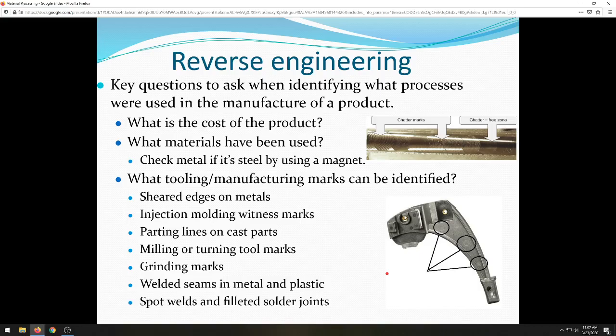Welded seams in metal and plastic. Seeing seams where things are put together. Manufacturers a lot of times, especially in really fine parts, try to hide these things for good reason. They want their product to look nice. It's not like they're being sneaky or anything. But they'll cover things up with paint, etc.